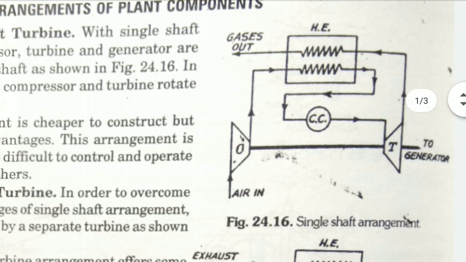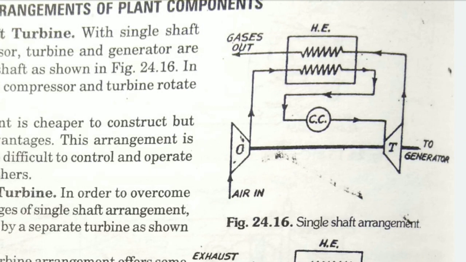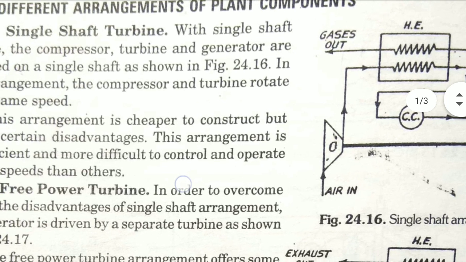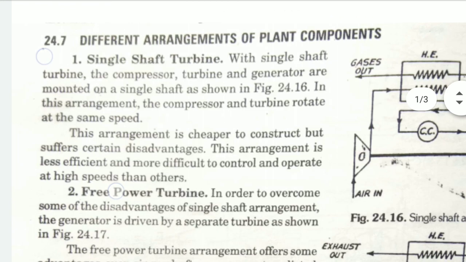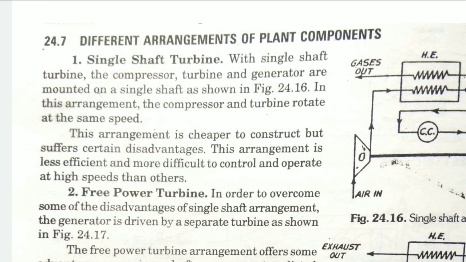the turbine, compressor and generator are mounted on a single shaft. So this is a single shaft arrangement, meaning only one shaft is used for the compressor, turbine and generator, and the compressor and turbine rotate at the same speed because they are mounted on the same shaft.